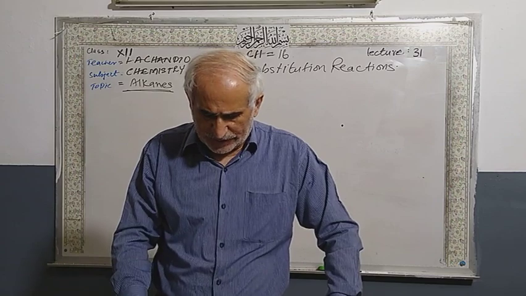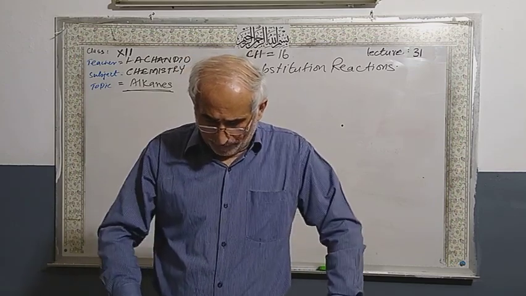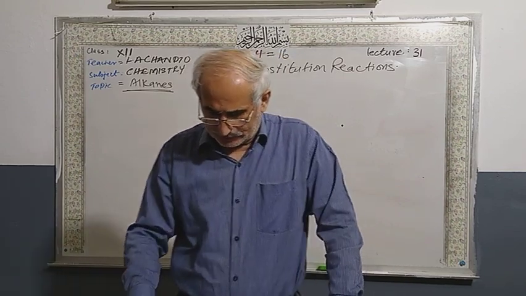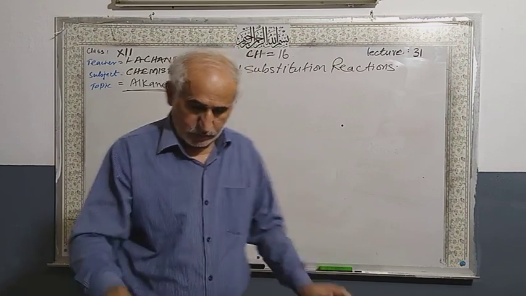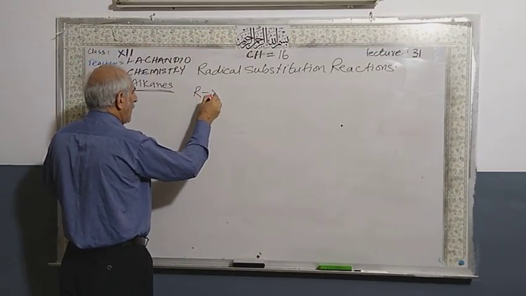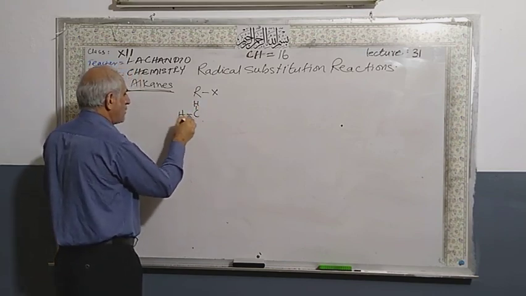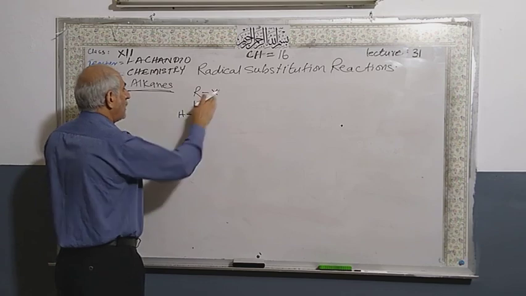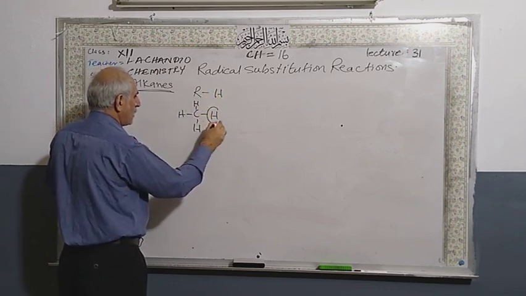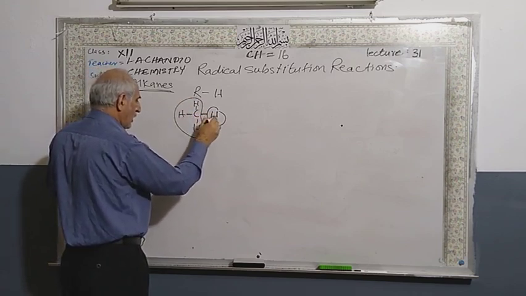Radical substitution reactions. Overview. Substitution of alkyl hydrogen. Alkyl hydrogen means, take methane. This is the alkyl, CH3, and this is the hydrogen.